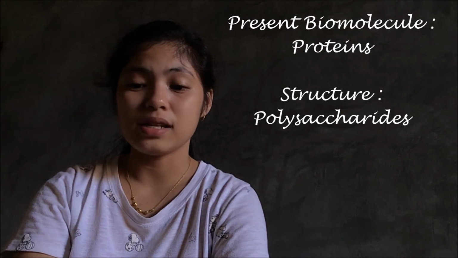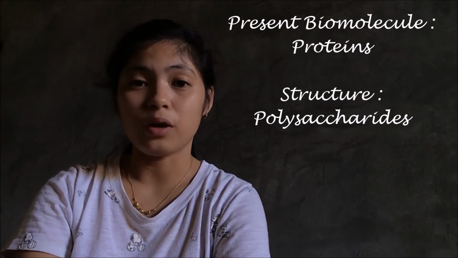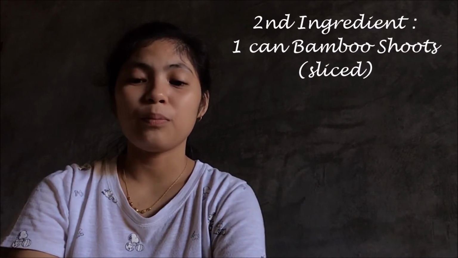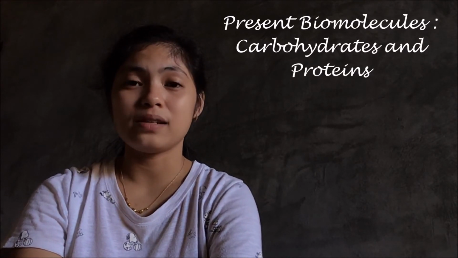Proteins is the present biomolecule in this ingredient, and its structure is a polysaccharide. And for the next, it would be the 1 can bamboo shoot, sliced. For this ingredient, protein and carbohydrates are the present biomolecules, and they contain phytosterols and a high amount of fiber that can be labeled as natural medicines.